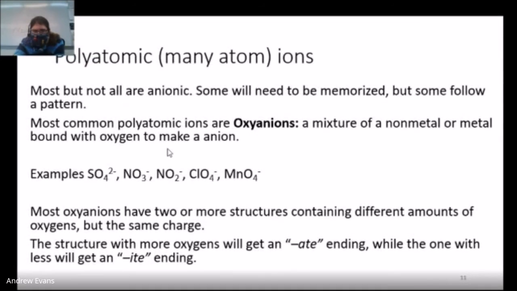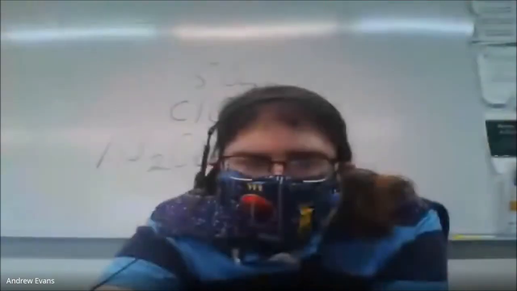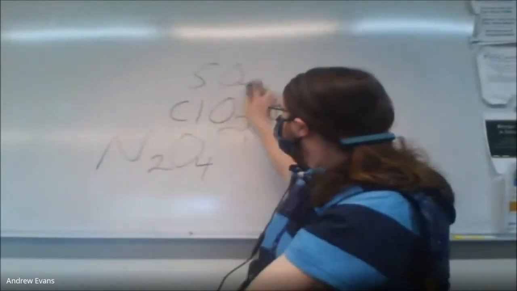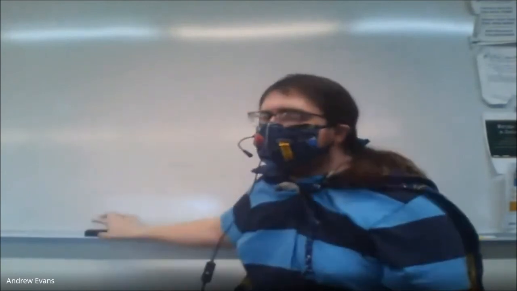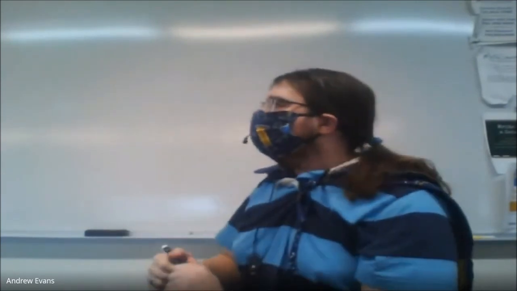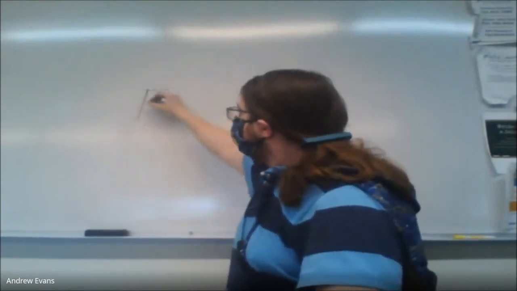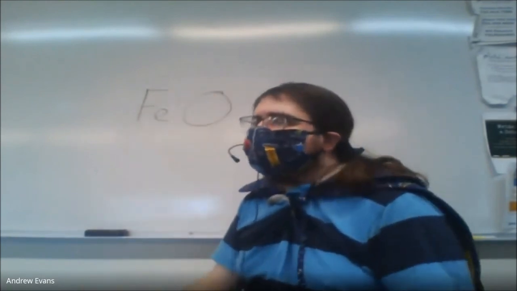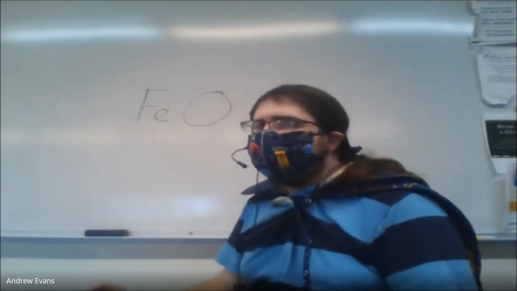But actually, I'm going to take a quick break to give a couple examples of this. Before we go into some of the harder stuff, this is not on the slide. In situations where we do not have the ion directly stated, we have to look to the anion. So if I said FeO, I have to look at what is the charge of oxygen to find out what is the charge of iron.